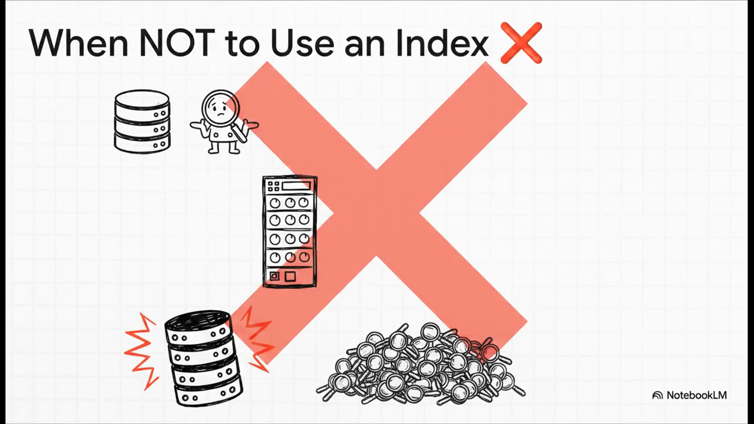But you can't just go crazy and put an index on everything. They're not always the answer. I mean, if your table is tiny, a full scan is already lightning fast, so an index is just extra weight you don't need. And here's the big one. You do not want to add too many indexes to a single table. And why is that? Well, that brings us to the big trade-off.